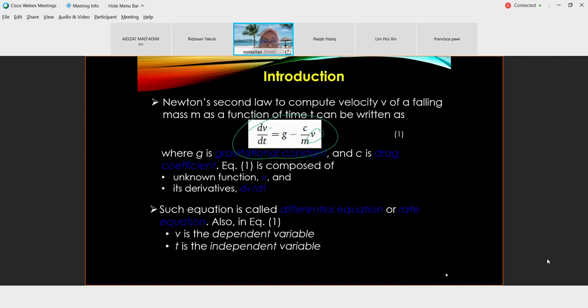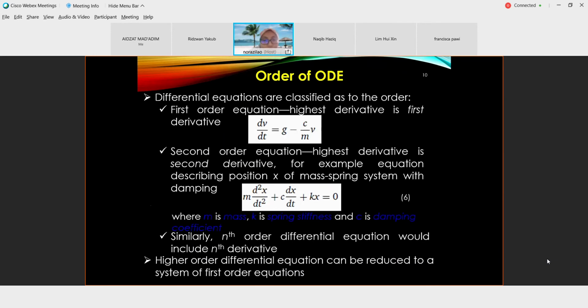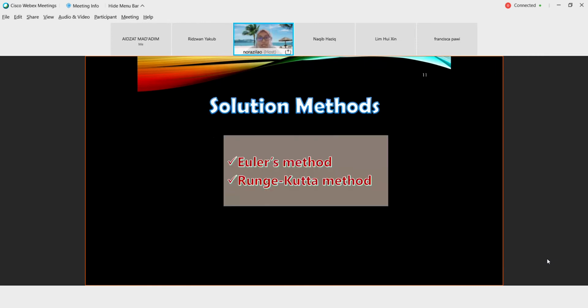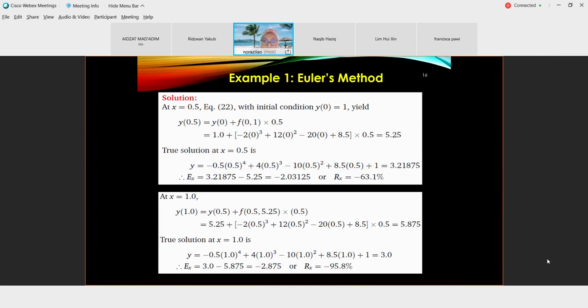As I mentioned to you, from the statement of ODE IVP, dia mention new value equal to old value plus slope multiply step size. So they transform to the mathematical form to become y i plus 1 equal to y i plus phi h. So initial dia pun kena transform to the mathematical form. Mathematical form ni macam mana?